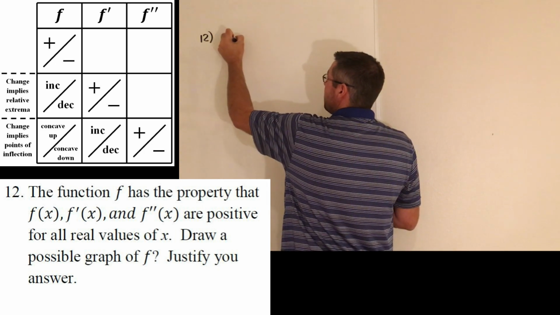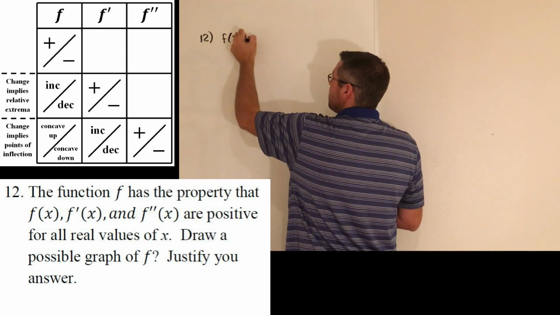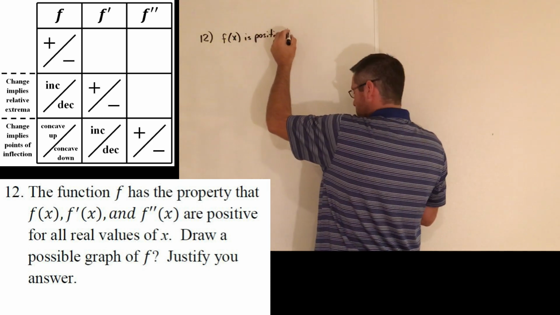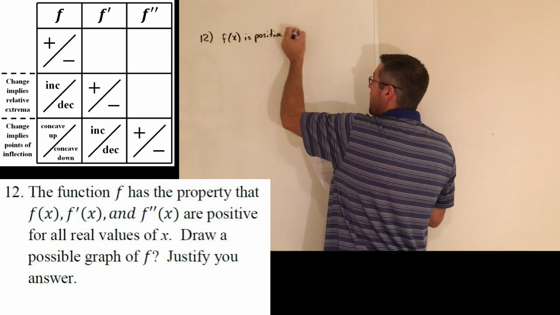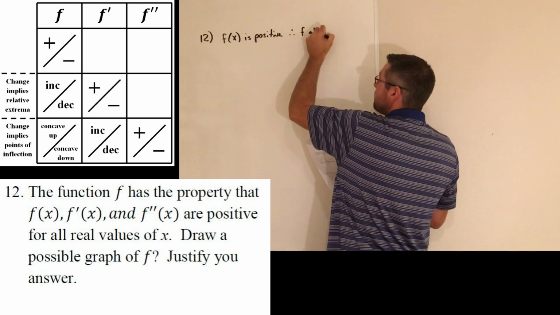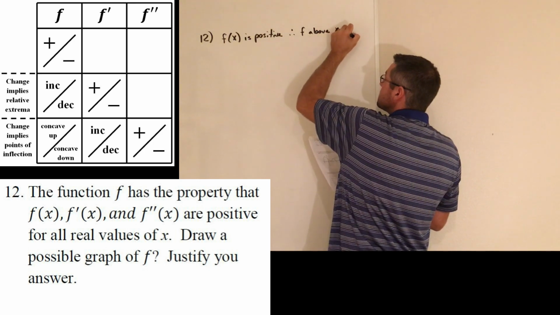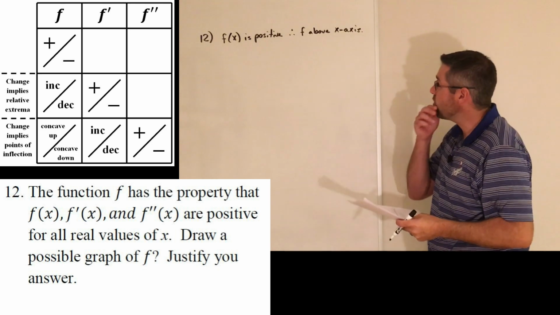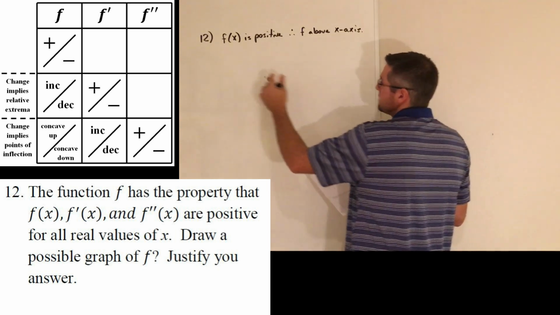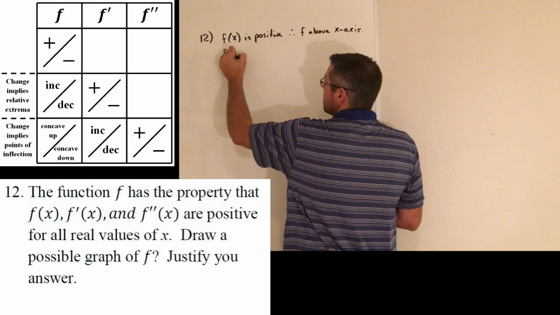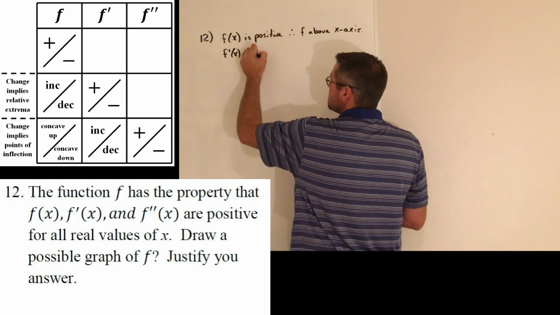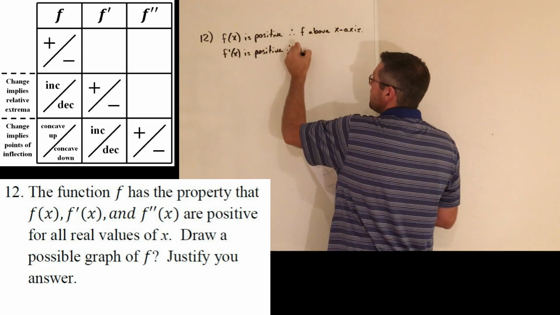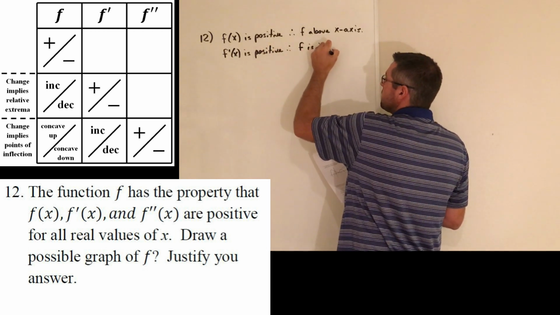So it says that f of x is positive. So since f of x is positive, that implies, we could say, therefore, f is above the x-axis. Okay, so that's the first thing we know. Since f is positive, f is above the x-axis. Then it says that f prime is positive. Since f prime is positive, that implies for f that f is increasing.